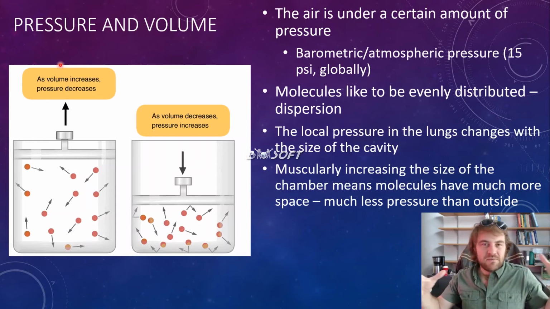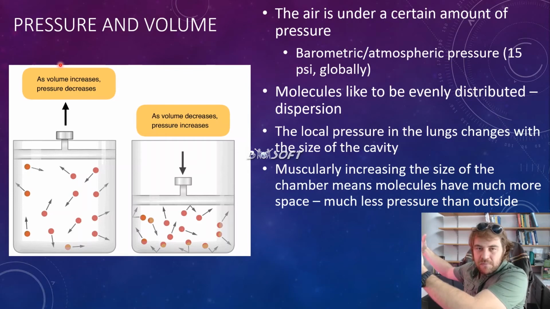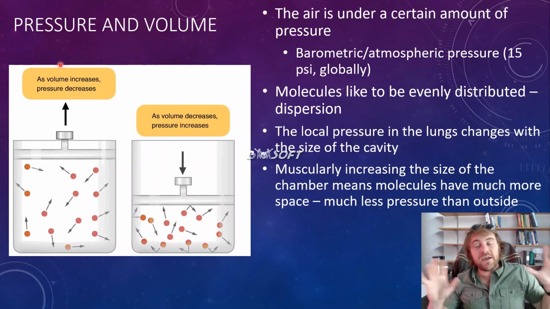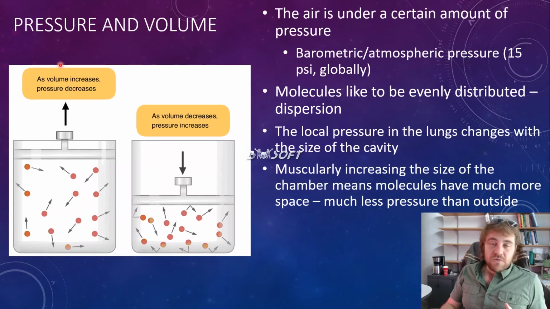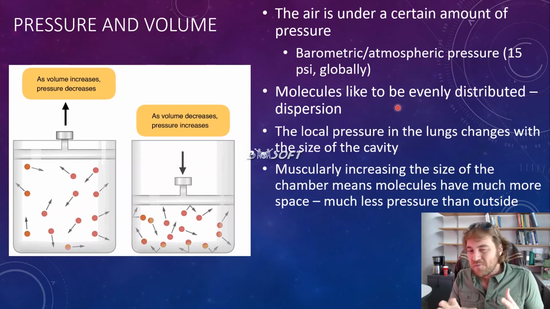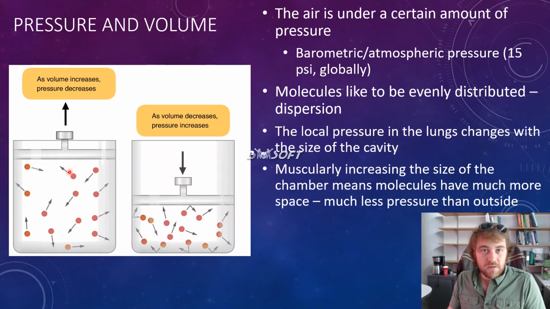So the molecules like to be evenly dispersed. Right, they might start in a larger concentration in one area, but pretty soon they're going to diffuse. It's going to be an even concentration throughout the entire container, whatever is containing these air molecules. That's true in the lungs as well. And so local pressure in the lungs is going to change with the size of the cavity, right? Molecules like to be evenly distributed. So if you look at this picture, you've got this plunger pulling up on this glass chamber, and it's making more area inside the beaker, and it's giving more room for the air molecules to move around.